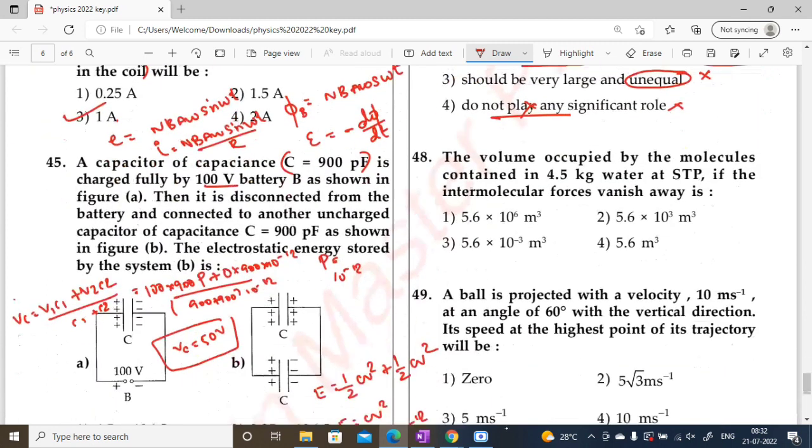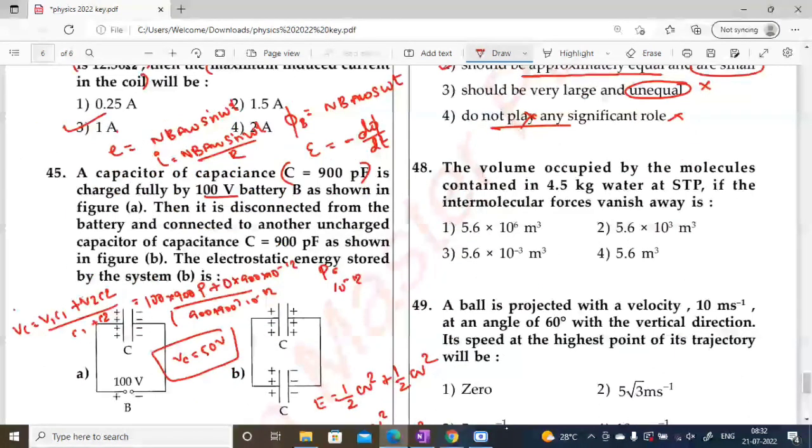The volume occupied by the molecules contained in 4.5 kg of water at standard temperature and pressure. STP is nothing but standard temperature and pressure. And the intermolecular forces vanish away; that is the keyword. So we need to find what the volume is. Easily we can find it: PV equals nRT. We need to find V, so V equals nRT by P. Let me write the values. P value is 10 power 5 Newton per meter square, and temperature is 273 Kelvin, the standard temperature.